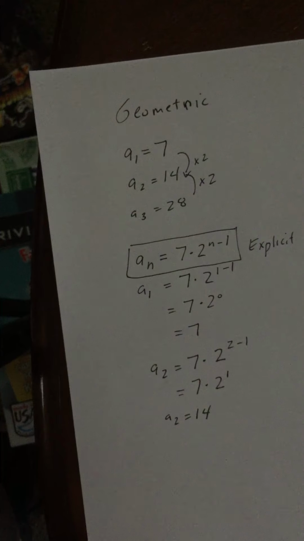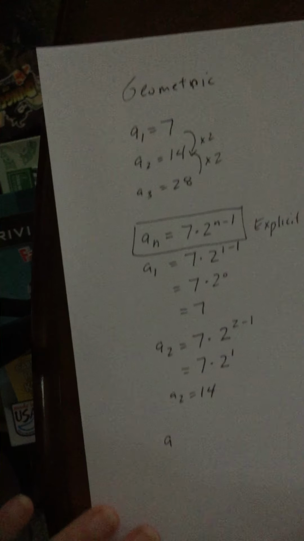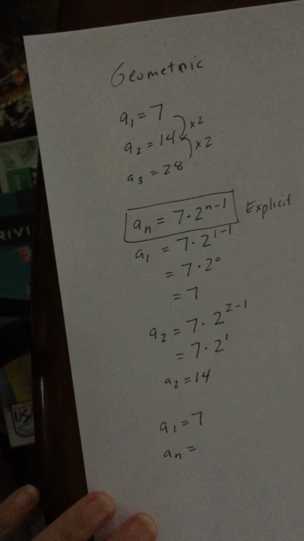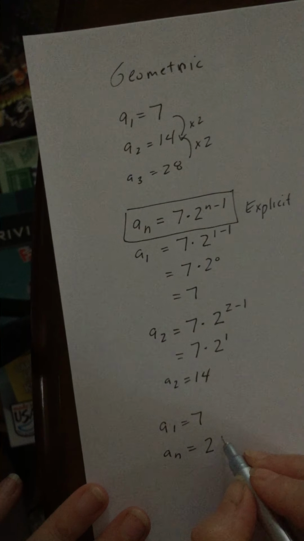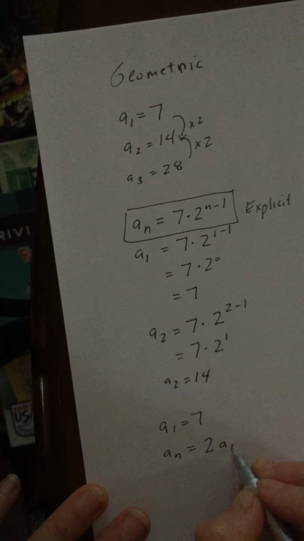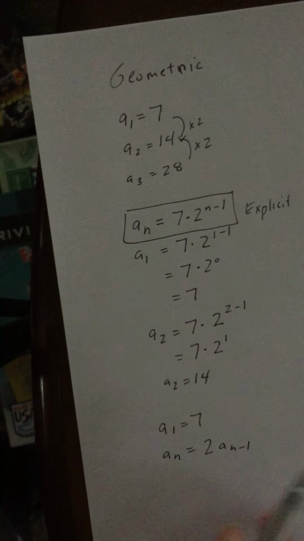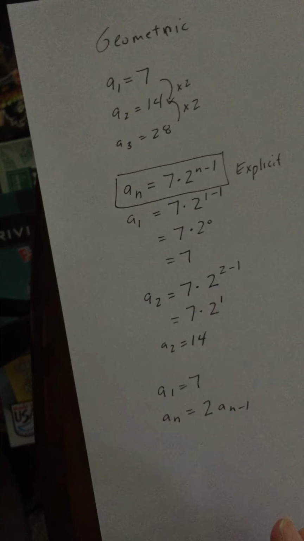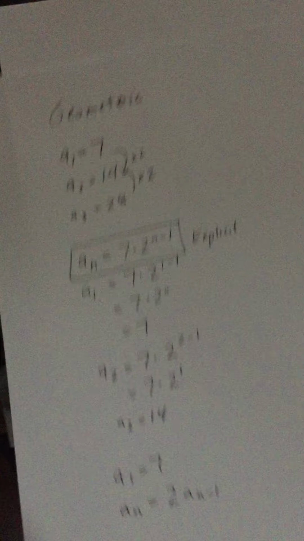And a recursive one would look as follows. I would start with A1 equals 7, and then I want to define things in terms of the previous thing. So A sub n is going to be 2 times A sub n minus 1. In other words, I give a start off, and then I tell how I generate the next one from that. Okay, so let's do one more geometric sequence. Let's see if this makes sense to you guys.